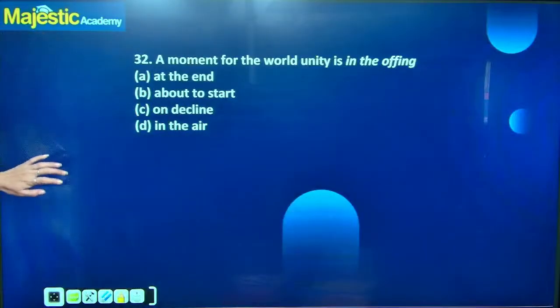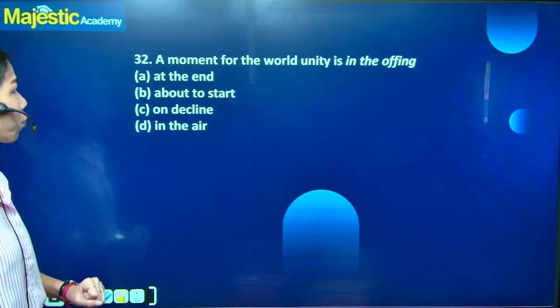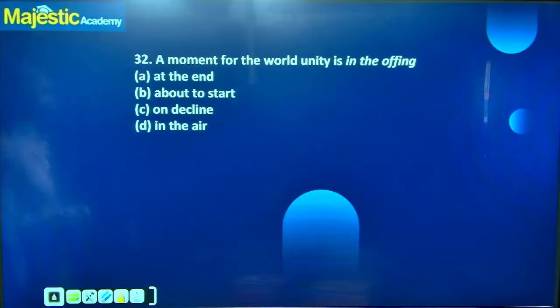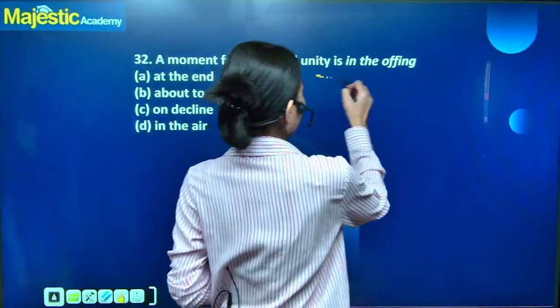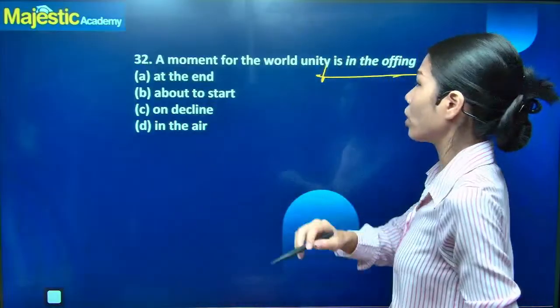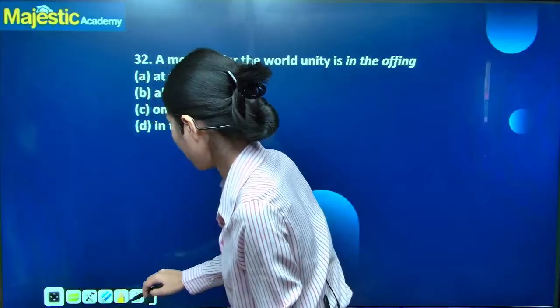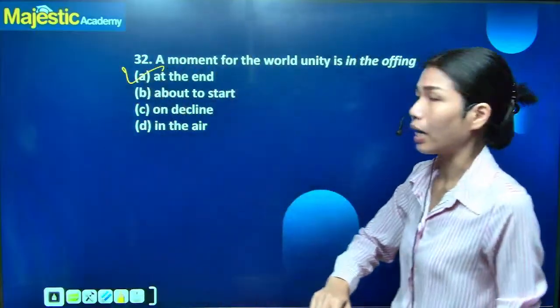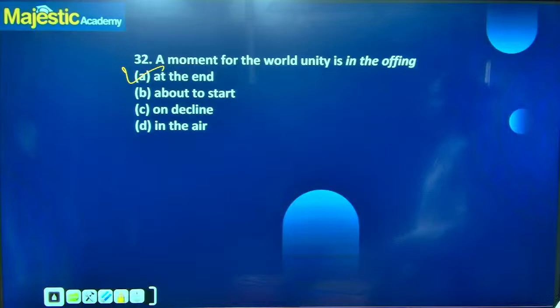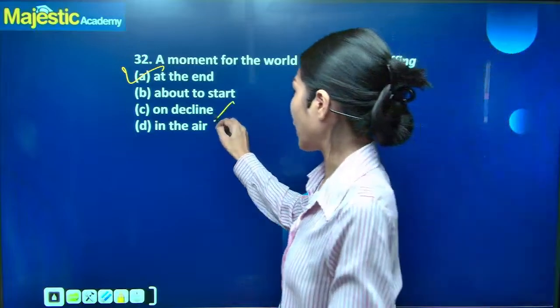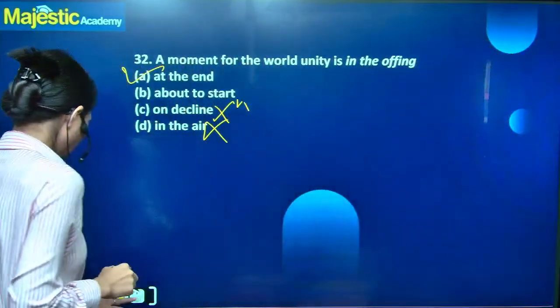So that is your answer. Let's move to question number 32. Question number 32 says a movement for the world unity is in the offing. ठीक है? Is in the offing again is your idiom. Then इसको हम लोग क्या देख सकते हैं? Is about to happen. A movement for the world unity is about to begin. Decline नहीं होगा, start नहीं होगा, in the air तो बिल्कुल भी नहीं होगा.